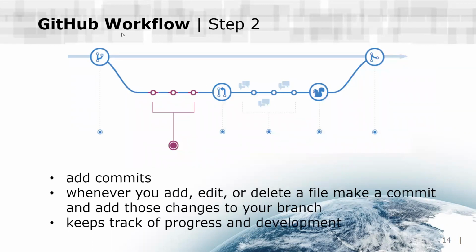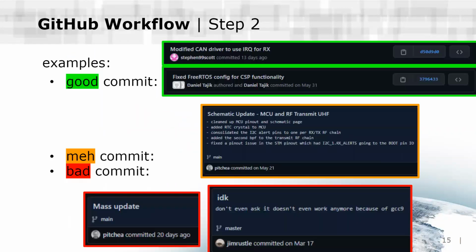So yeah, you're in your branch, making your commits. Whenever you add, edit, or delete a file, you make a commit and add those changes to your branch. Basically, the actual branch that you're working on keeps track of all that progress for you. I think we're all hopefully well versed in this sort of workflow.